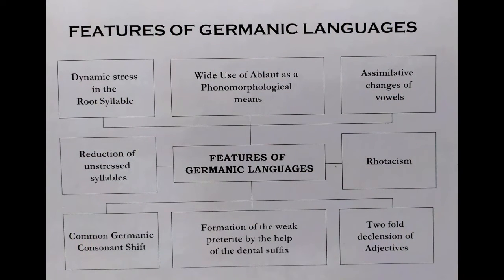Next, wide use of ablaut as a phonomorphological means. What does it mean? It means that ablaut, as we know, is the change of the root syllable to form some new grammatical forms or categorical forms of the word. For example, shake, shook, shaken, take, took, taken, and all other verbs which are traditionally called irregular verbs form their basic forms by means of phonomorphological means.